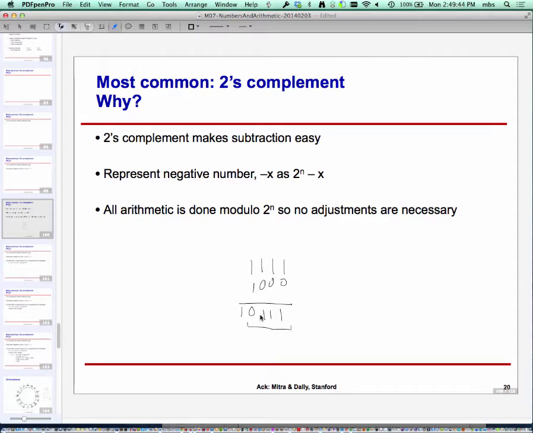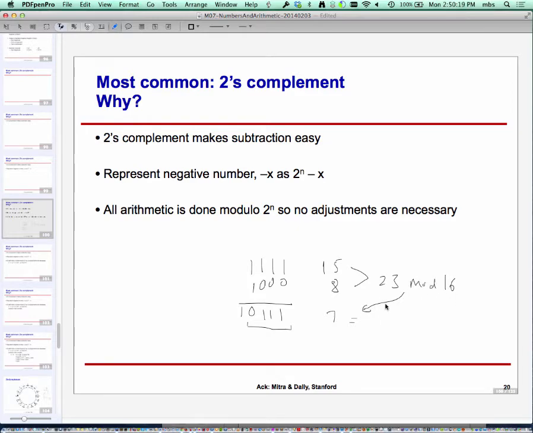The carry out gets thrown out because in computers I have registers which are a fixed number of bits. So I added 1, 1, 1, 1, which is 15, and 8. I would expect 23, which is 1, 0, 1, 1, 1. But since I ignore this bit, I'm actually getting 7. If I only look at the lower 4 bits, that's 7. And that's nothing but 23 mod 16, which is 7.